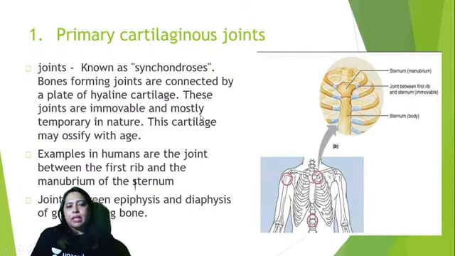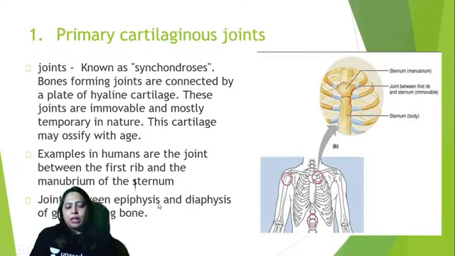And these joints are immovable, and mostly they are temporary in nature, because later on, after a certain age, they fuse and this turns into a bony structure. This may or may not happen, and in some people it may not happen, and it may still remain as a cartilaginous joint itself. Now examples in human, you can give them as first rib and the manubrium sterni. In this picture, you can see sternum. This is the manubrium part. This is the body of the sternum. And this is the first rib. So this is an example for primary cartilaginous joint.